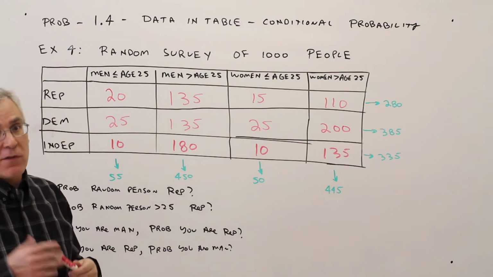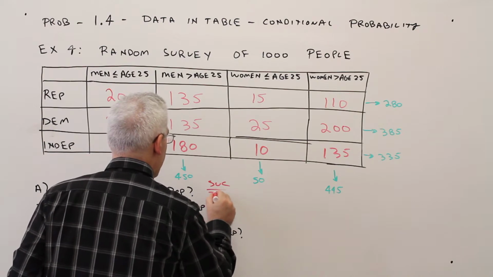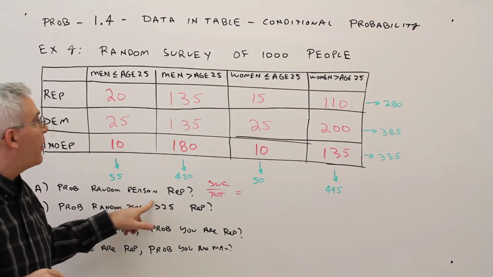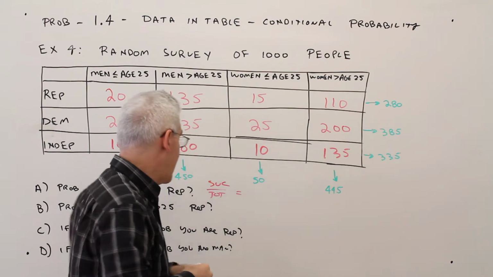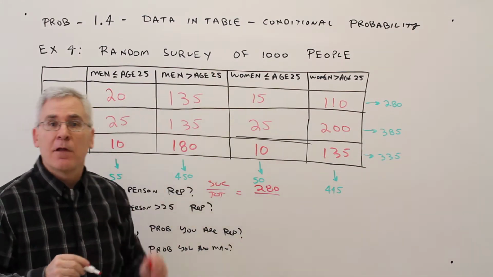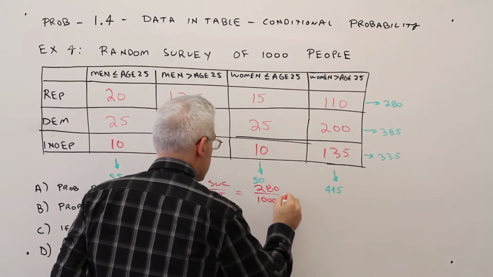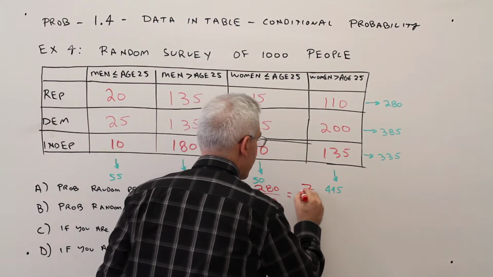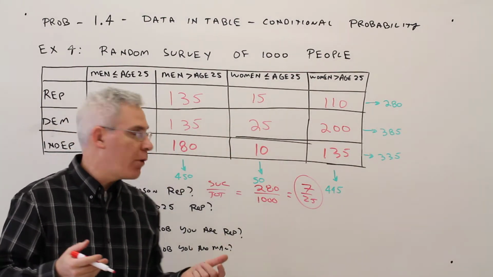It's going to be successes over total, so successful outcomes over total. What we've got to do is find out how many people are Republican. Well, it tells us right here there's 280 of them, over a total of 1,000 people in the survey. You can reduce that to 7 over 25. That was pretty straightforward.